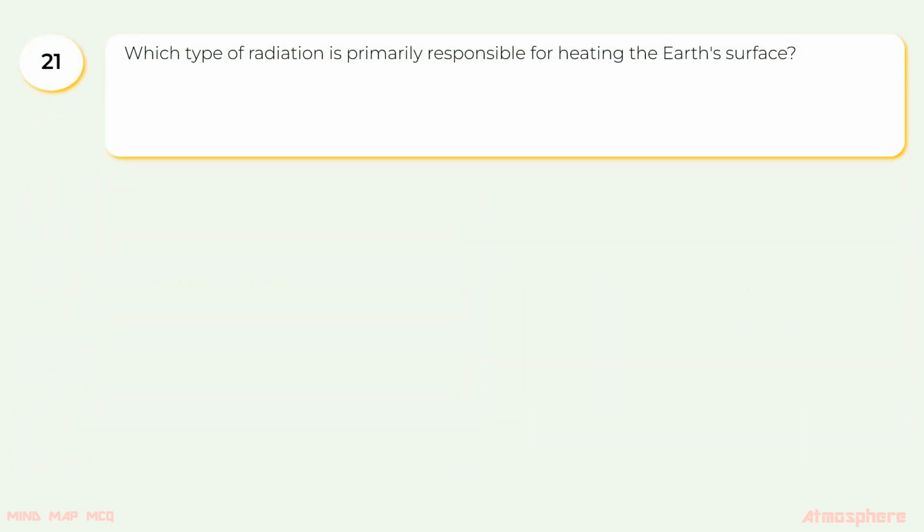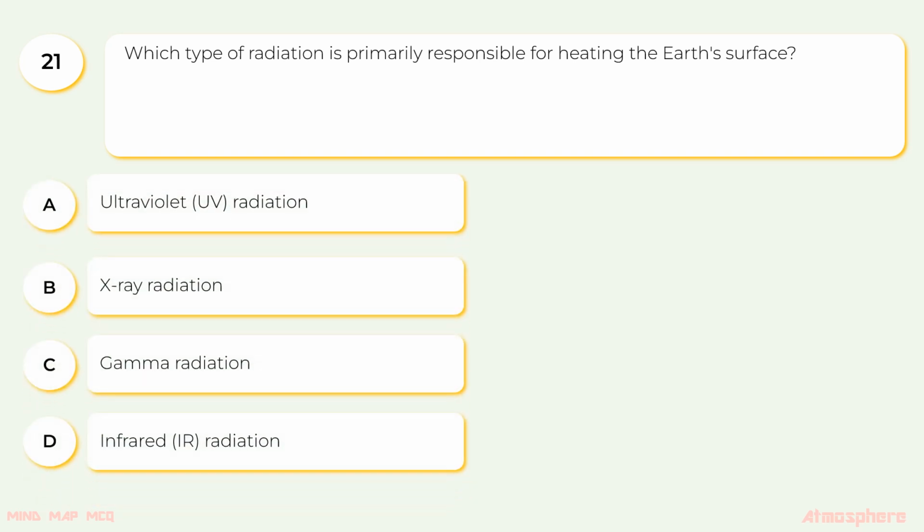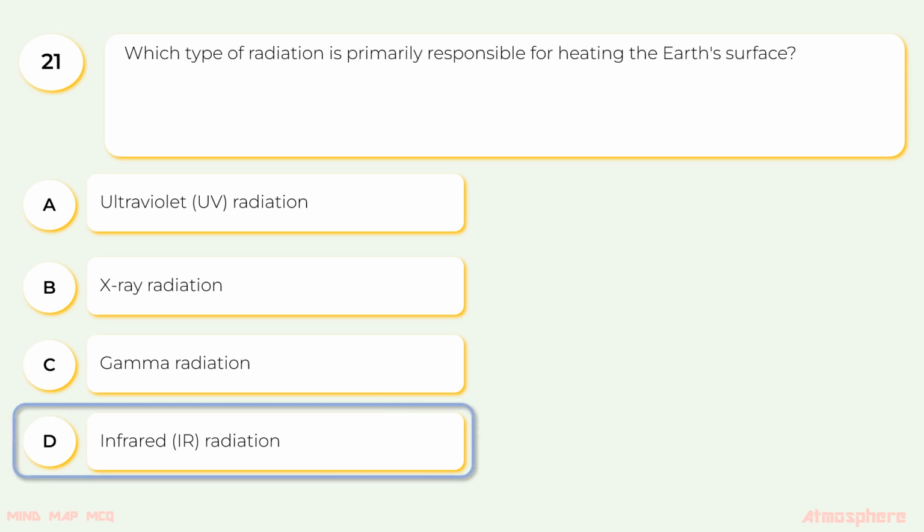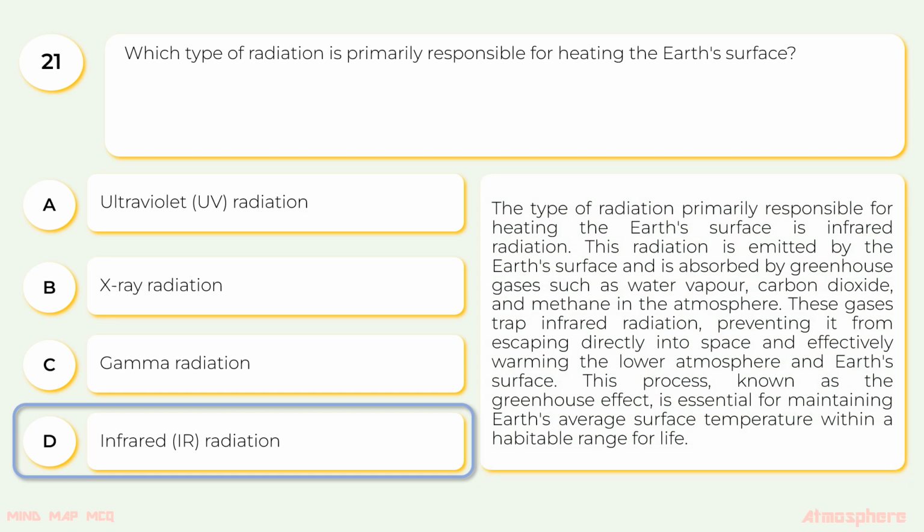21. Which type of radiation is primarily responsible for heating the Earth's surface? The options are A. Ultraviolet radiation. B. X-ray radiation. C. Gamma radiation. D. Infrared radiation. The correct option is D. Infrared radiation. The type of radiation primarily responsible for heating the Earth's surface is infrared radiation.